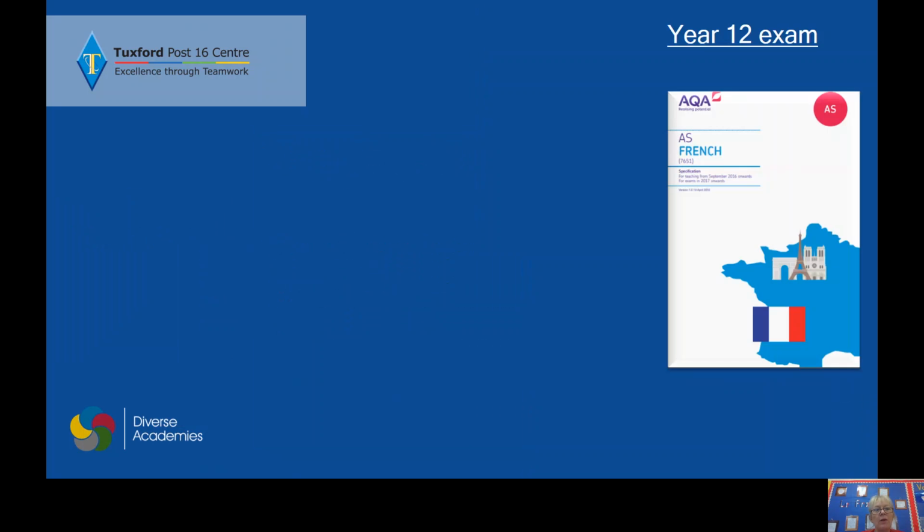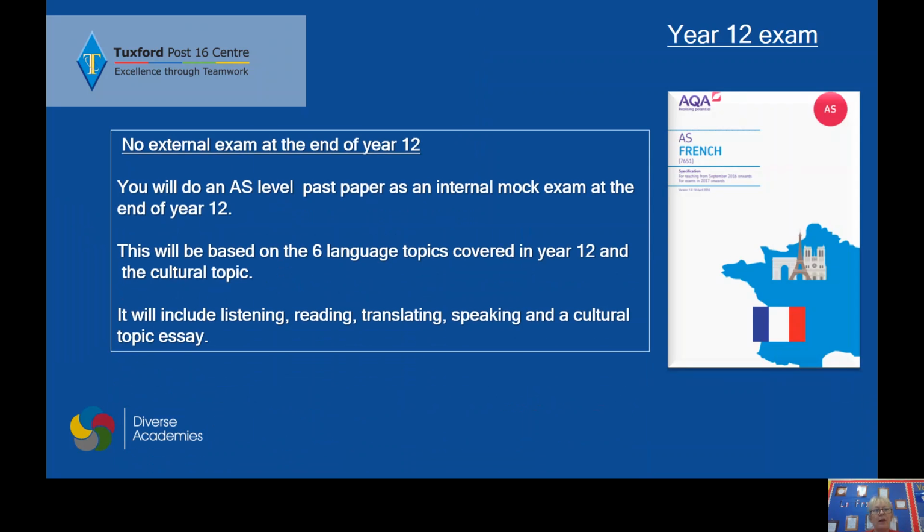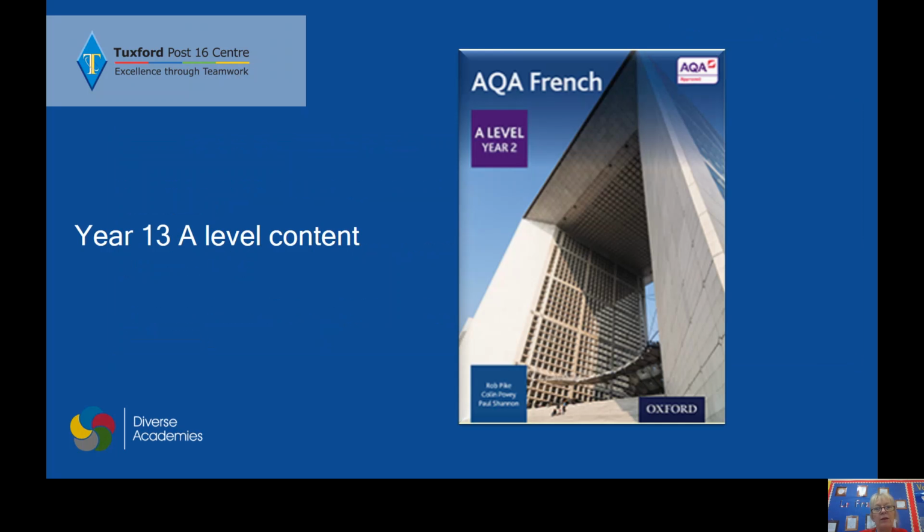So the year 12 exam, there's no external exam at the end of year 12. We will get you to do an AS past paper as a mock exam. That's so that you can see your progress and we can see your progress, and that involves the 6 topics plus the cultural topic that you'll have done, and there'll be a mixture of listening, reading, translating and speaking and writing a cultural topic essay. So that's year 12.